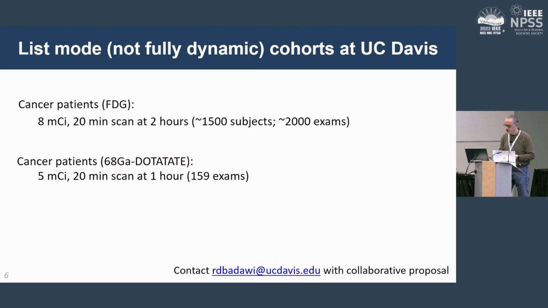And likewise with these dotatate scans, we don't have the full dynamic data set, but we've got 20 minutes of list mode data that has some kinetic information in it. So a number of people have approached us to look at and play with the data. So what do we have to do?